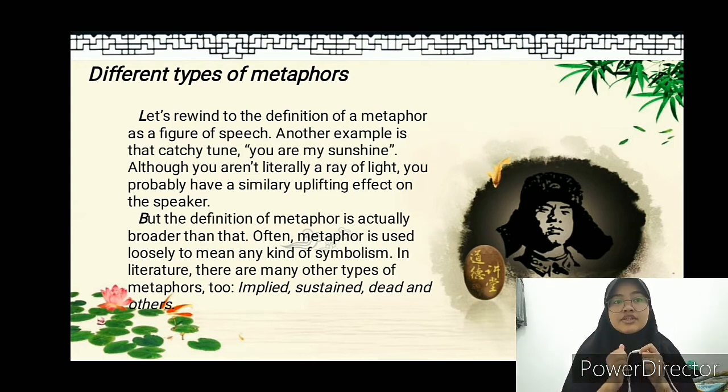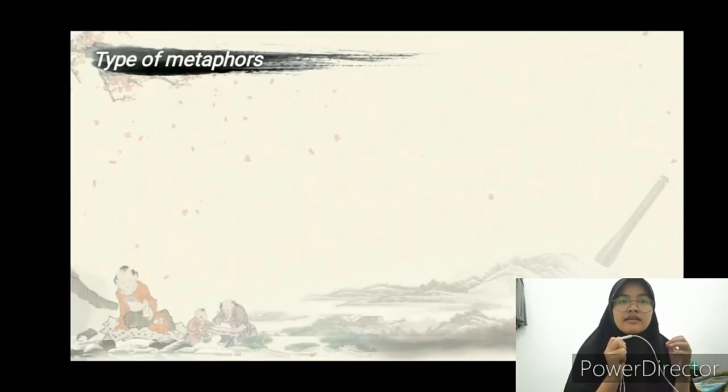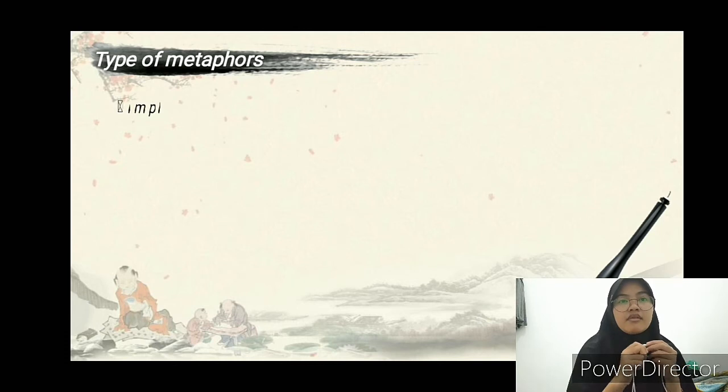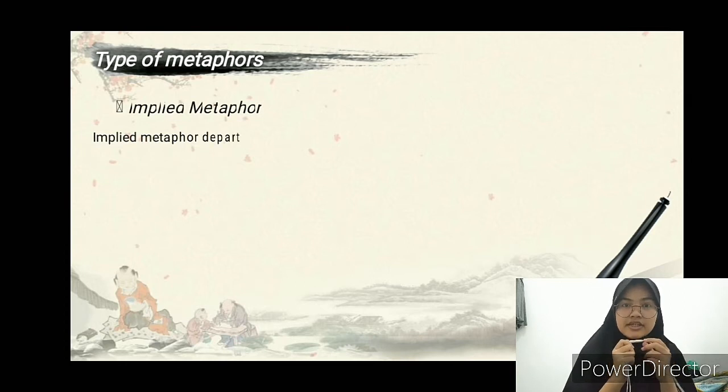Often, metaphor is used loosely to mean any kind of symbolism. In literature, there are many other types of metaphors too, like implied metaphor, sustained metaphor, and dead metaphor, and others too. Okay, next, the types of metaphor. The first is implied metaphor.